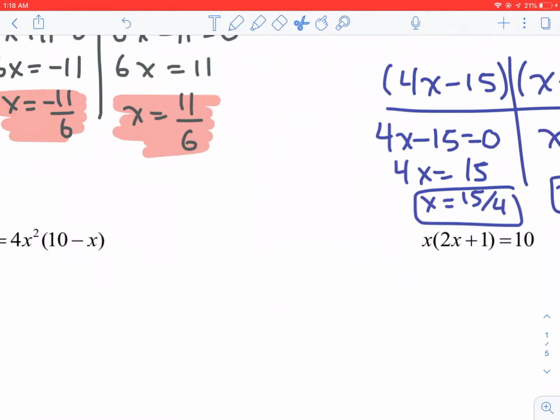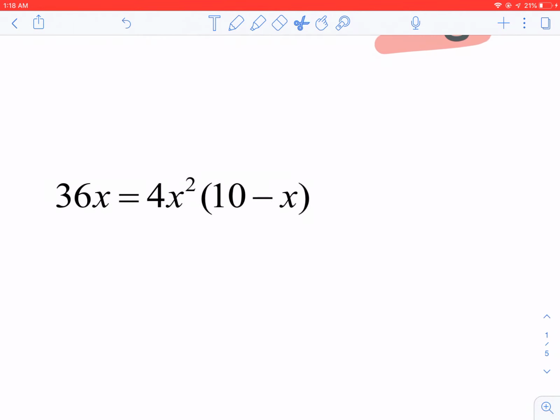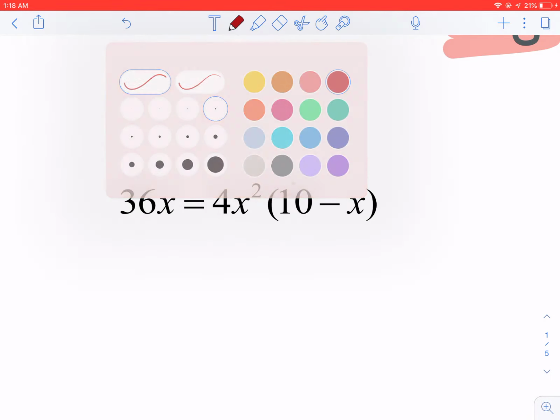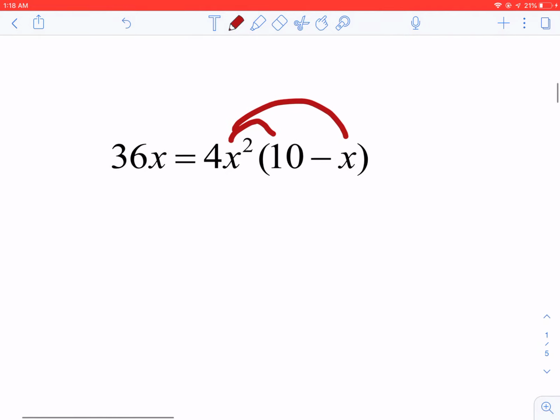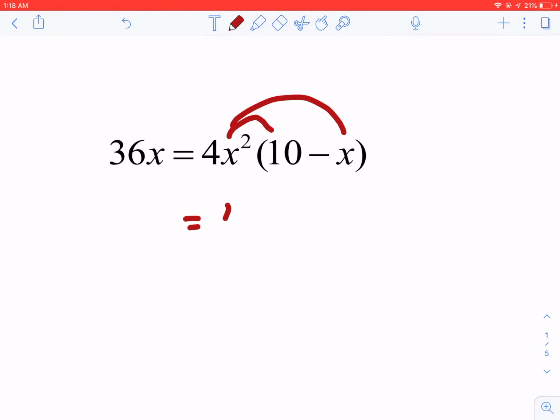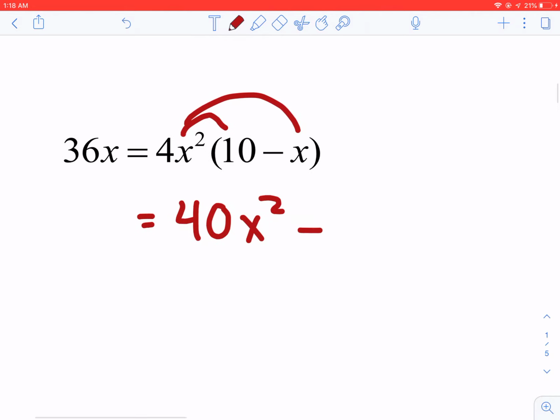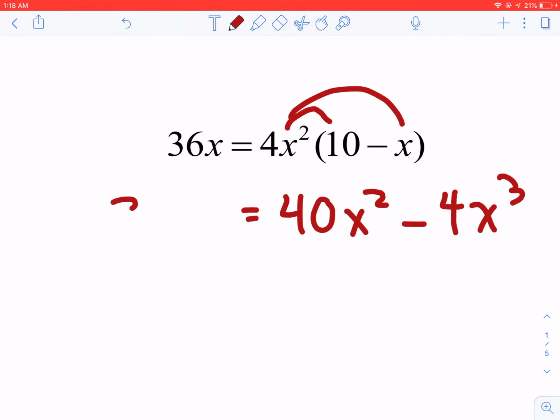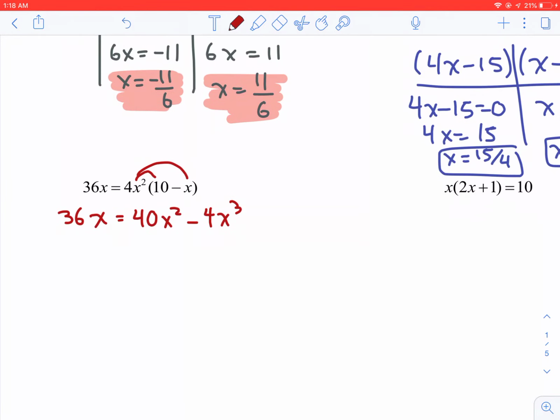Alright, next one. This does not look anywhere close to 0 or anywhere close to standard form. So what I'm going to do is distribute first. And I get 40x squared minus 4x squared times negative x will be minus 4x cubed. And all of this is equal to 36x. Oh boy.